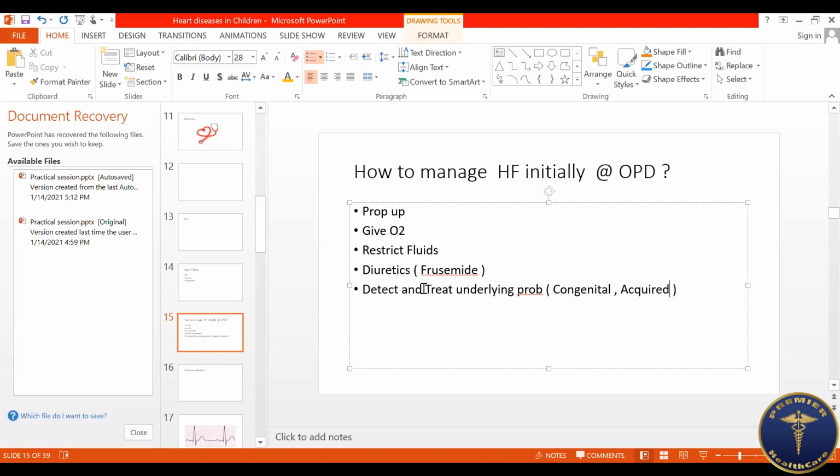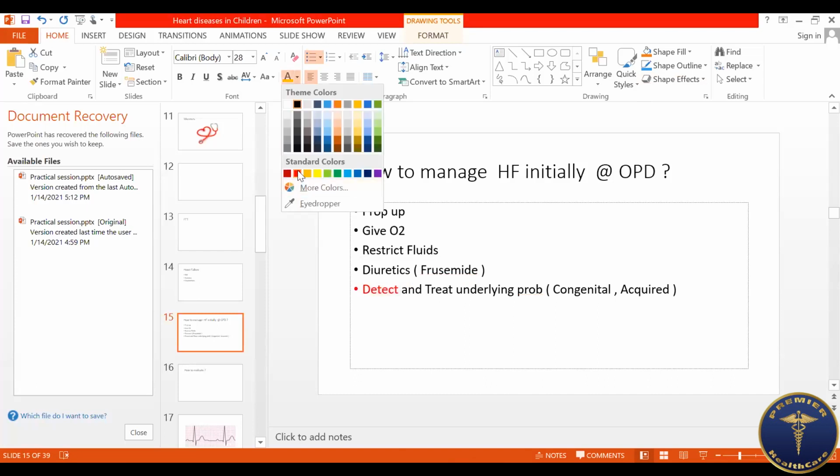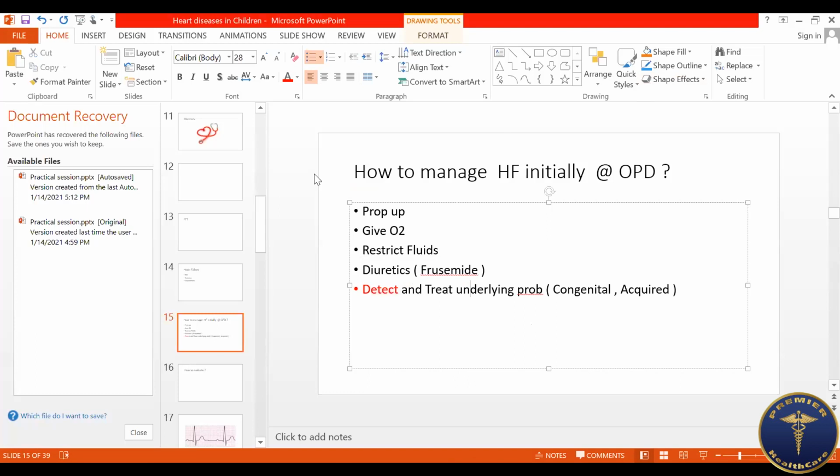Now, before treating, we'll have to detect what the problem is. How do you detect what the heart problem is? We'll have to do some tests, right? Some heart problems can be detected clinically, even without doing tests, but some others will need tests.